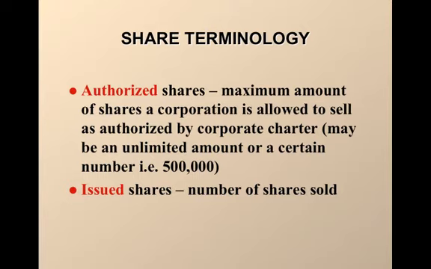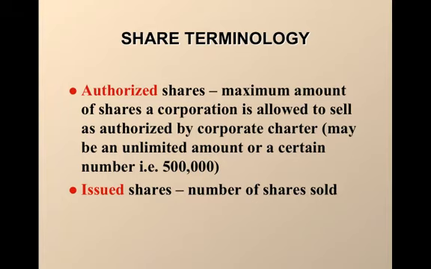Authorized shares are the maximum amount of shares a corporation is allowed to sell as authorized by their corporate charter. It may be an unlimited amount or a certain number, like 500,000. The term issued shares means the number of shares that they have already sold.